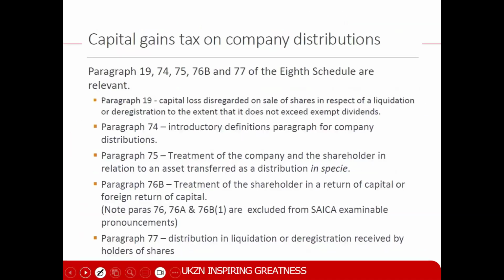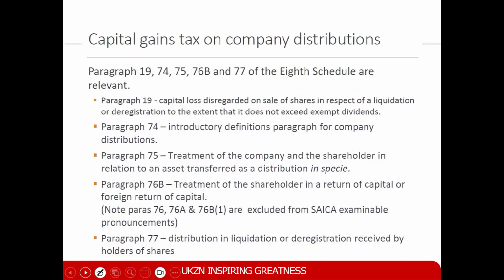Capital gains tax on company distribution. So this deals with your paragraph 19, where they say capital loss is disregarded on sale of shares in respect of liquidation. In case a company is liquidated or deregistered, to the extent that it does not exceed exempt dividends, the loss will be disregarded. So let's go again.